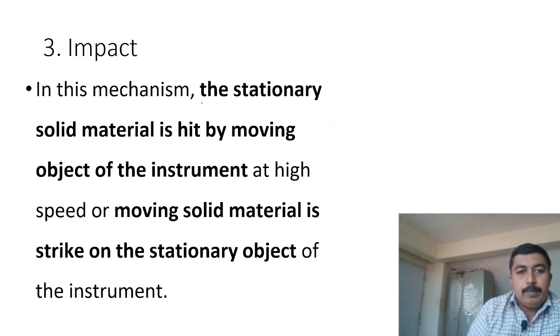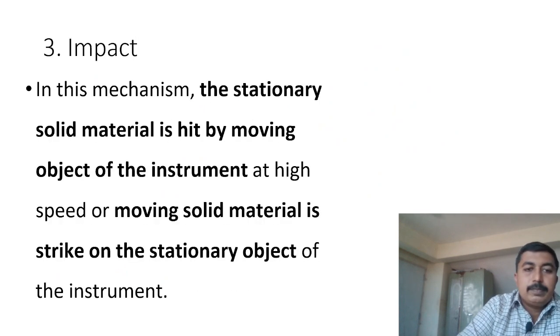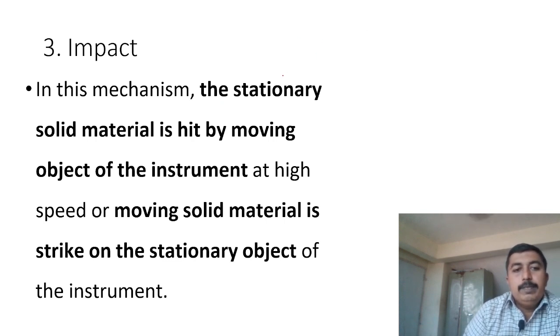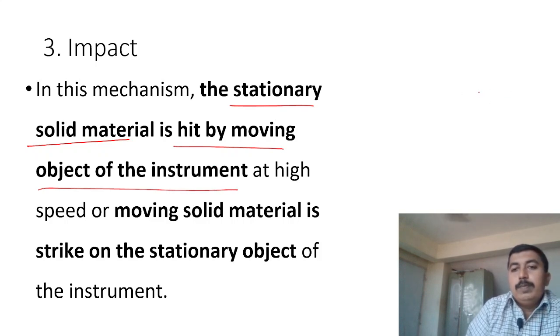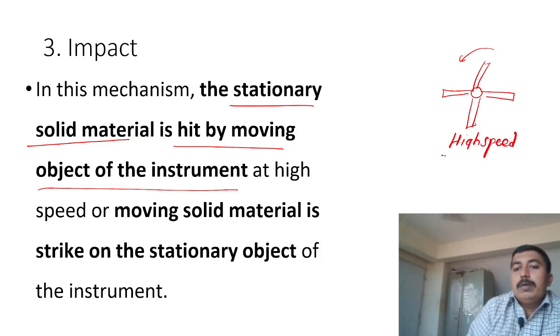Next is impact. What is meant by impact? Here we have two different conditions. First important thing, a stationary solid particle: the particle is stationary, not moving, and this particle is hit by a moving object of the instrument. Suppose I have a hammer wheel. It consists of hammers like this, sharp blades, and this hammer wheel continuously rotates at high speed. So if the particle comes in contact with the hammer wheel, what will happen?